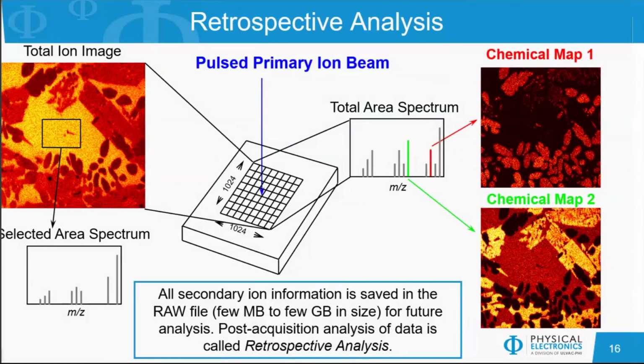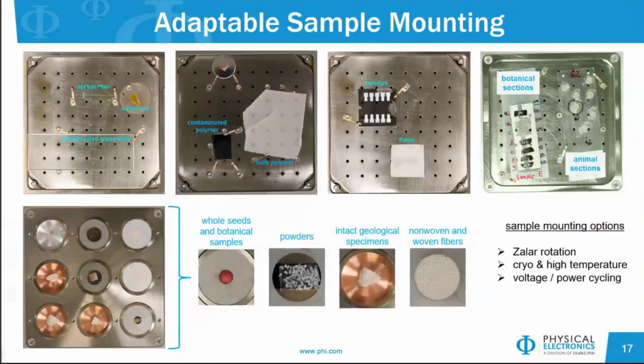As well, TOF-SIMS has very flexible and adaptable sample mounting. With the top mount holder, you can load all sorts of different kinds of samples, just showing the wide variety: optical fibers, contaminated glass slides, contaminated polymers, bulk polymers, devices, paper, botanical sections, animal cross sections. And then there's a different type of holder, a back mount holder, where you can look at powders, intact geological samples, woven fibers.